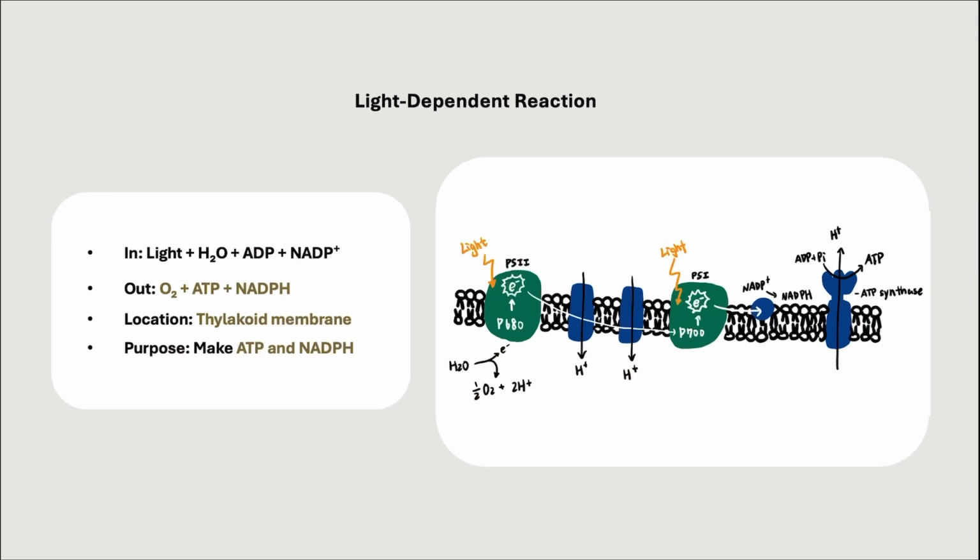Let's break down the light-dependent reactions more carefully. First, light hits photosystem 2. This excites electrons in the chlorophyll. These high-energy electrons are passed to the electron transport chain. And to replace those electrons, water is split. Splitting the water produces electrons, H+ ions, and oxygen gas.